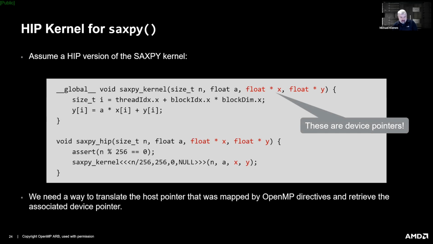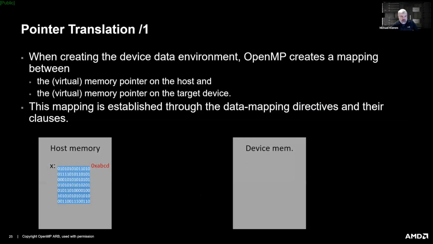Okay, so these are device pointers, and we somehow need to get them out of the OpenMP runtime system so that we can say, whatever X is, give me the X device version of that, and so that we can pass that along to the kernel. All right, so pointer translation in OpenMP.